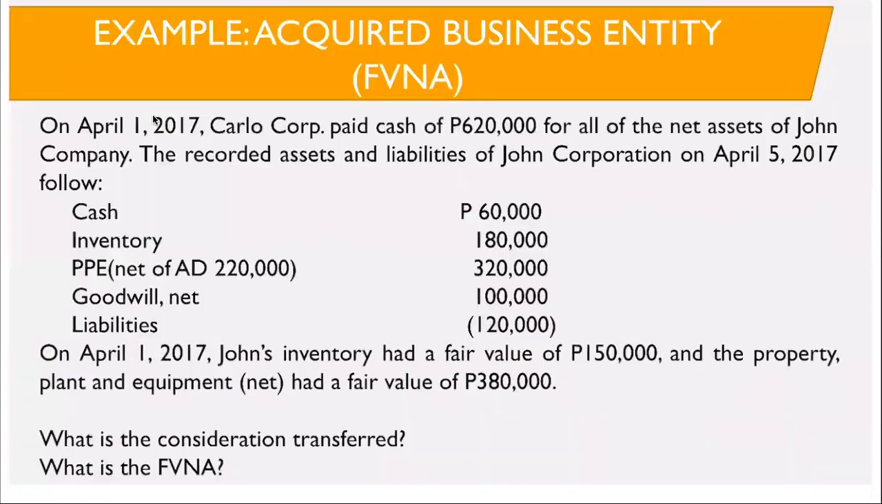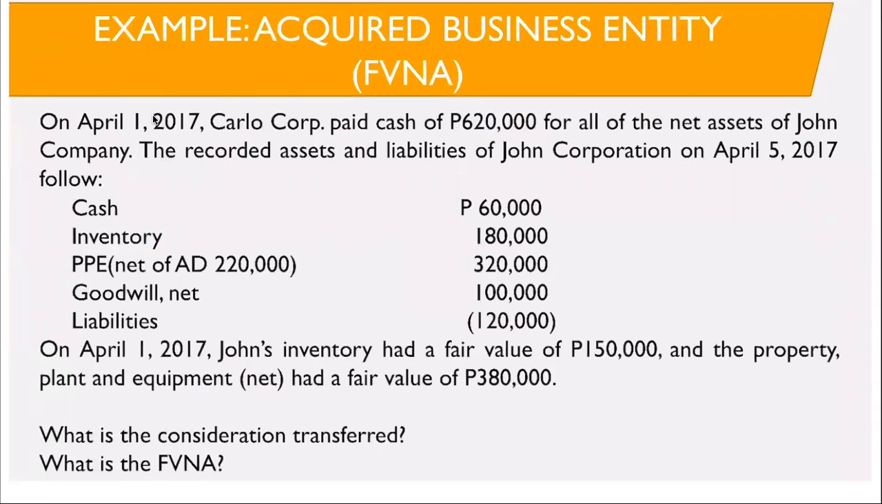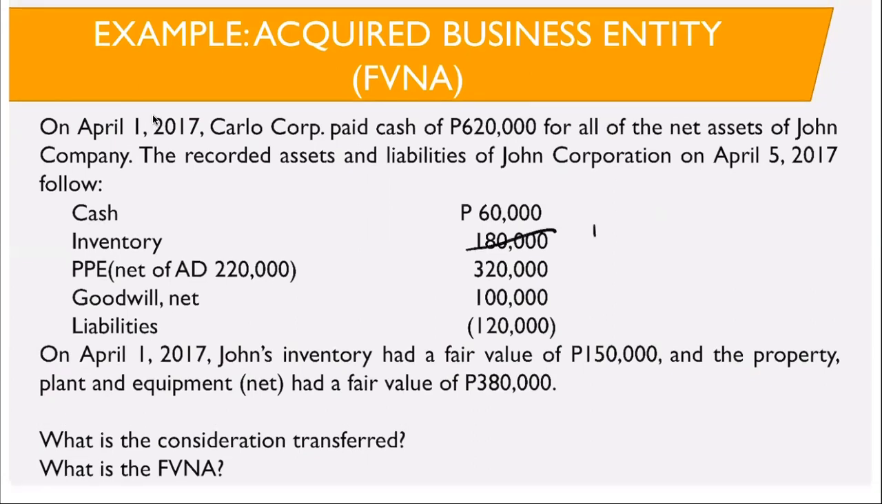Next, FVNA still. On April 1, 2017, Carlo Corporation paid 620,000 for all of the net assets of John Company. The recorded assets and liabilities of John Corporation on April 1, 2017 follow. You have your cash, inventory, PPE, goodwill, and liabilities. On April 1, 2017, John's inventories had a fair value of 150. So we need to change that here to 150. And the property, plant, and equipment has a fair value of 380,000.